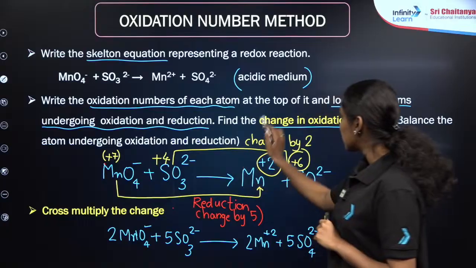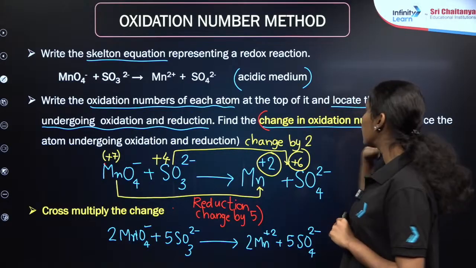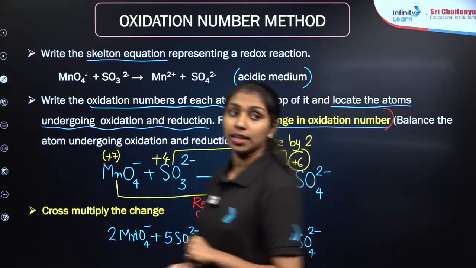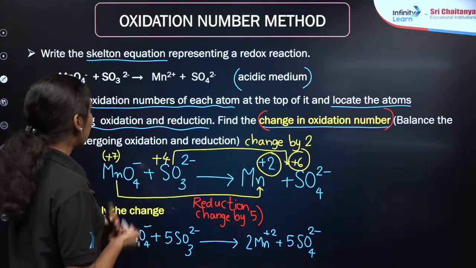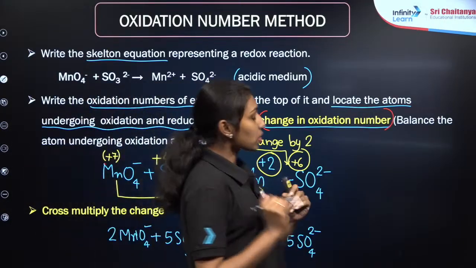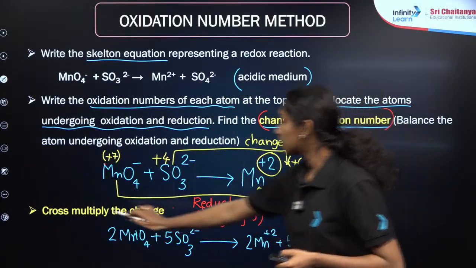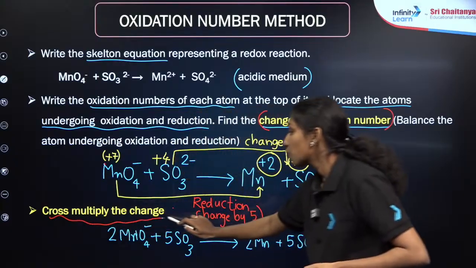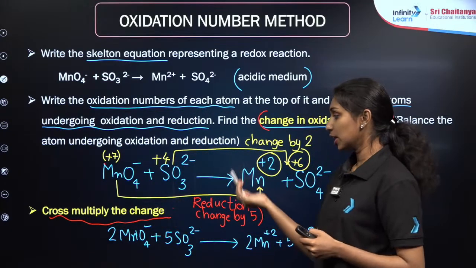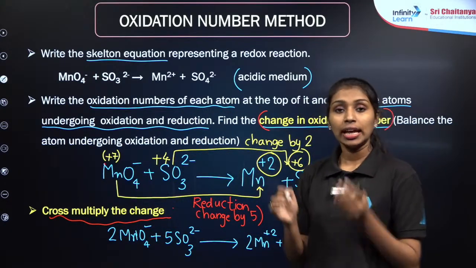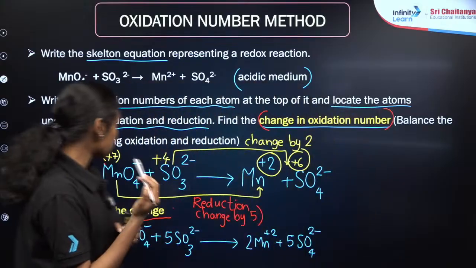Then note this step is very important, because you have to find the change in oxidation number. Then, by finding the change in oxidation number, you just cross multiply the change. Which means if you have a change X in the case of reduction, you will multiply it with the oxidation reaction. Then similarly for the reduction reaction also.